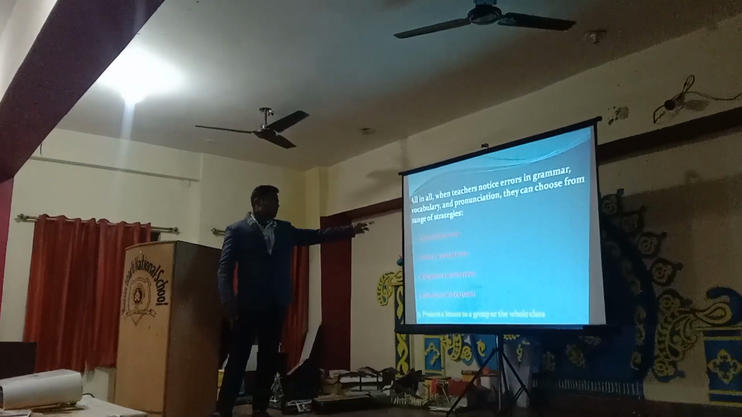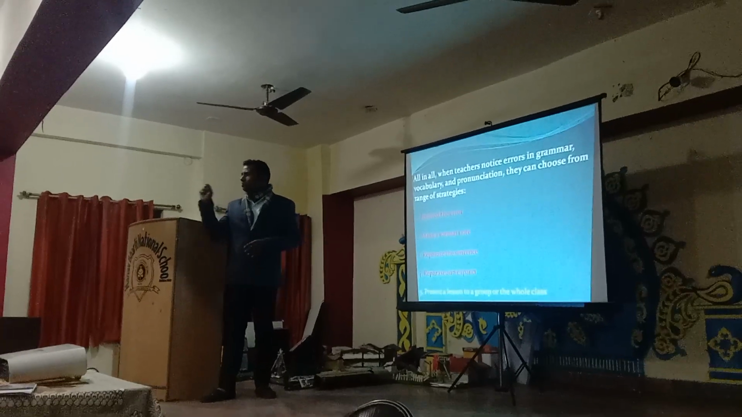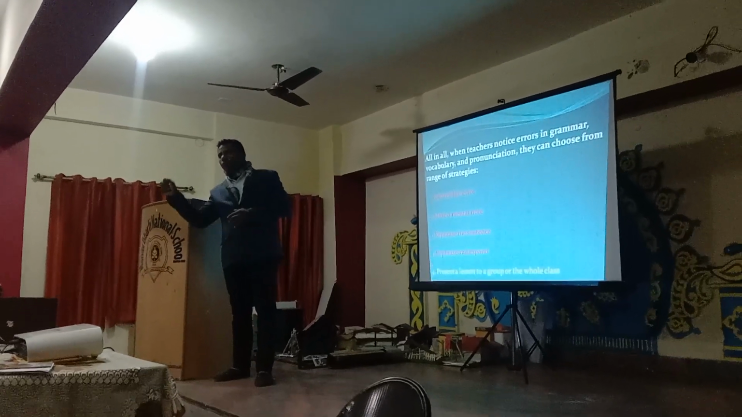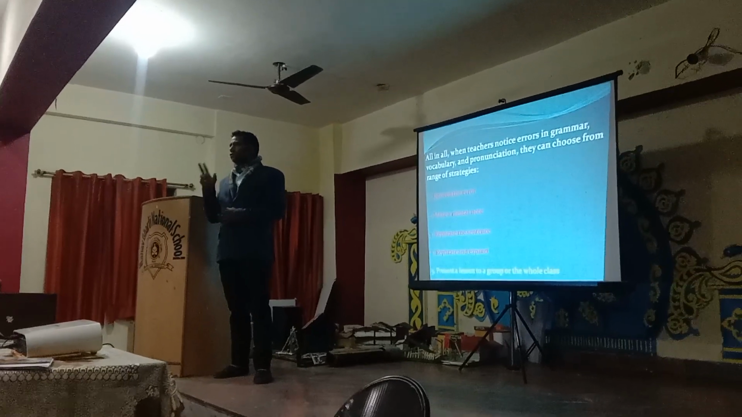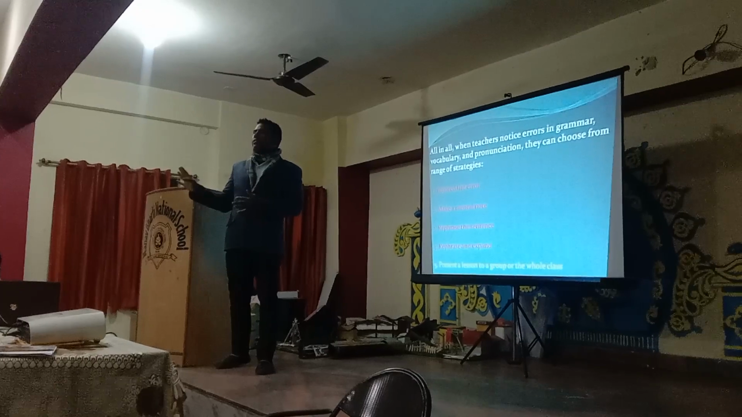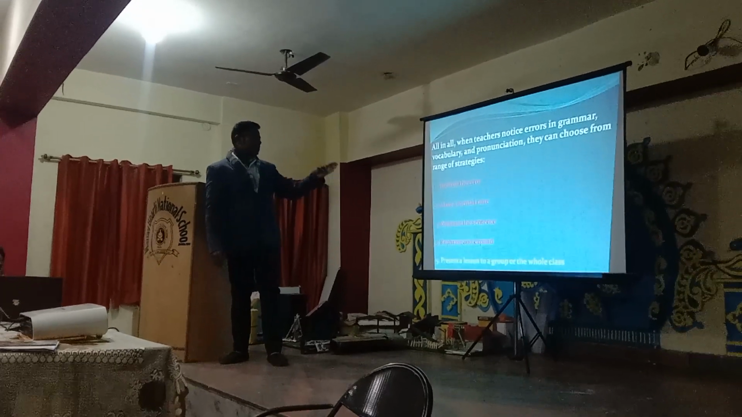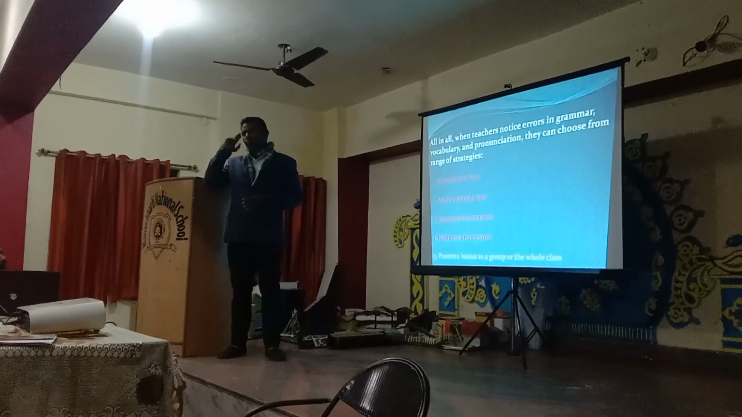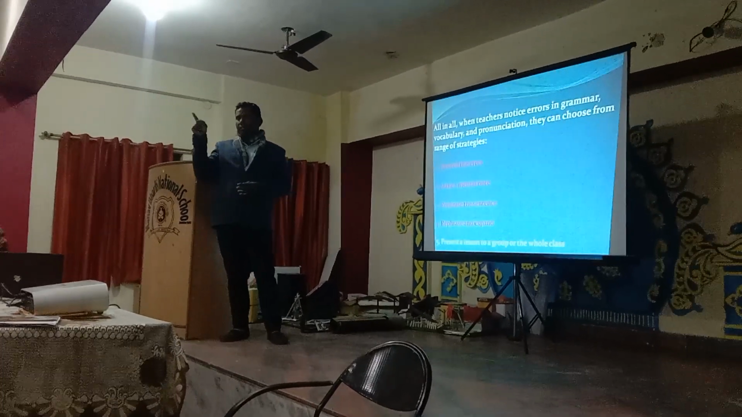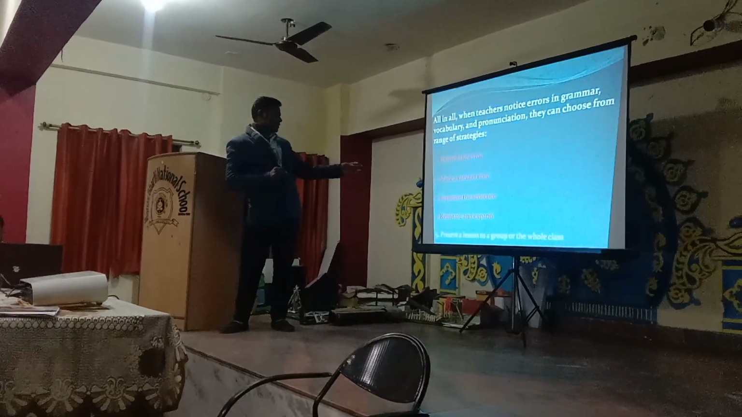First, ignore their error, because if you keep on pointing out that here you should not use this word, then the student will forget the entire story. So let them speak whatever they are speaking. Don't interrupt. Next, make a mental note whenever they are committing a mistake during the story narration. Make a mental note that here this boy has missed something.